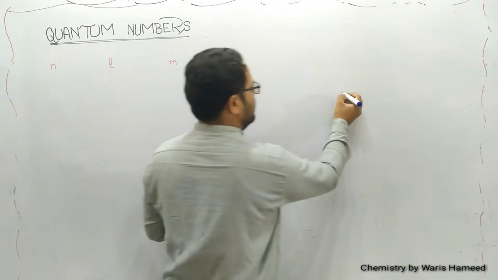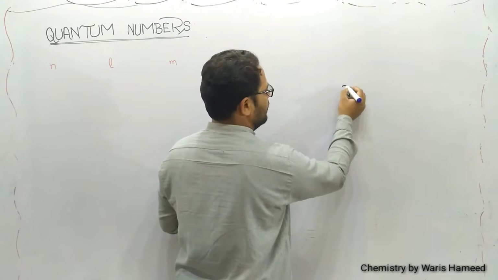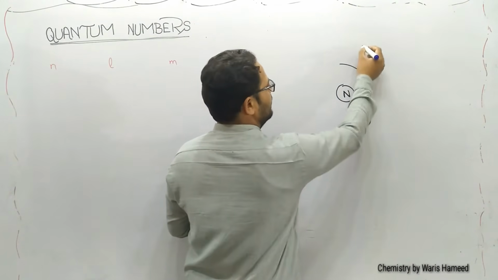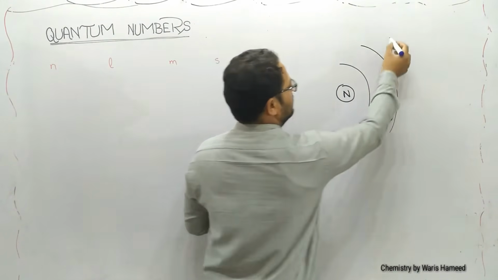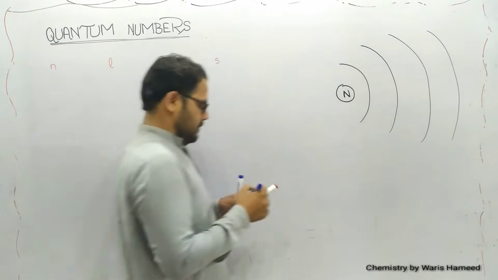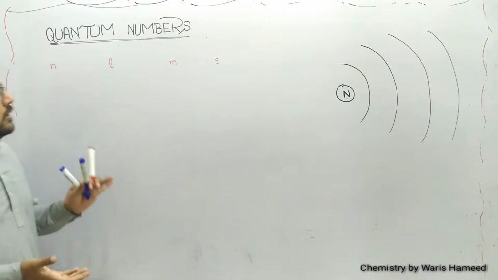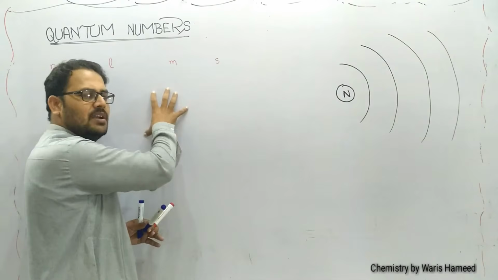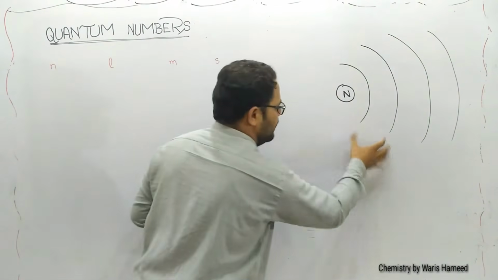And here is the nucleus of one atom having first orbit, second orbit, third orbit, and fourth orbit. Now I will relate these quantum numbers with this atom.